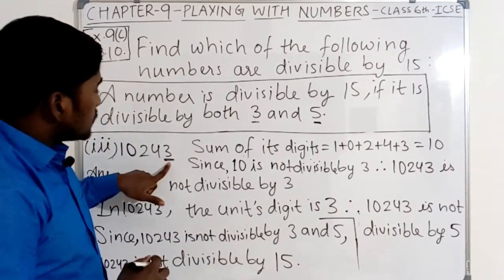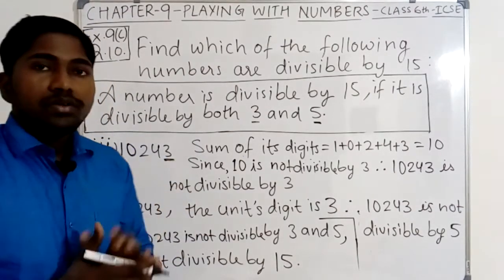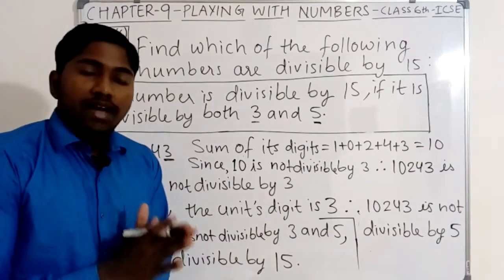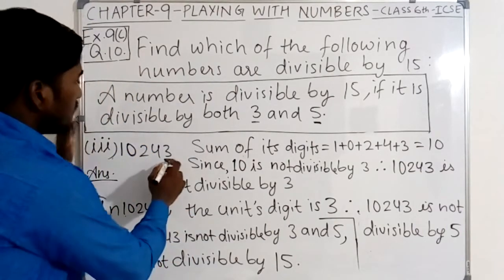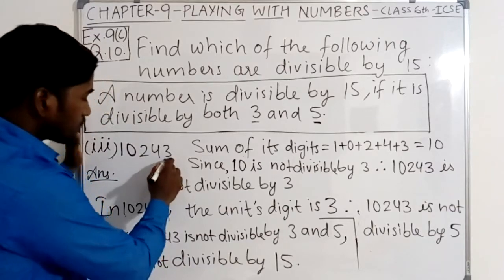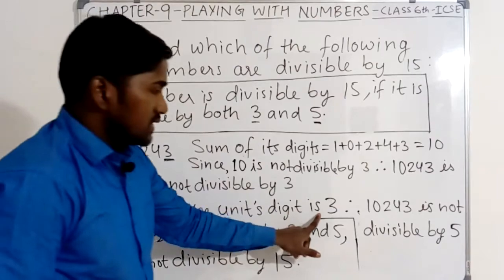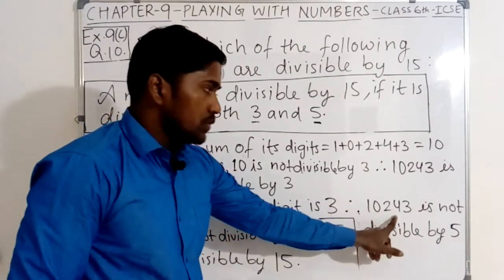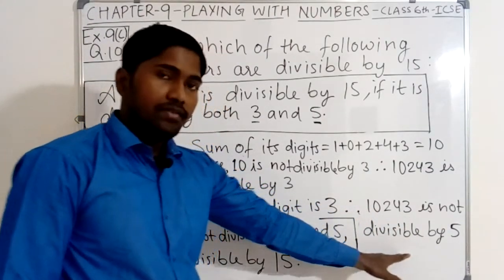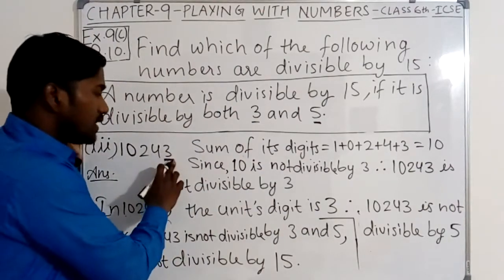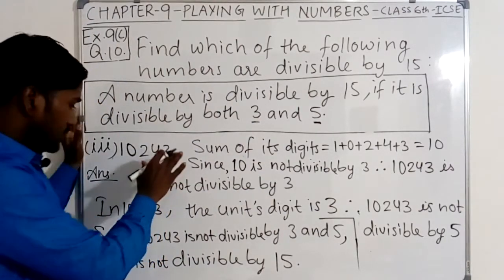देखिए यहाँ पर यूनिट प्लेस डिजिट में क्या रहना चाहिए? 0 या 5 रहना चाहिए कोई नंबर को 5 से डिविजिबल होने के लिए, ठीक है? यहाँ पर देखिए लेकिन 3 है. Here it is 3. In 10,243, the units digit is 3. Therefore, 10,243 is not divisible by 5. ठीक है? अगर यहाँ 0 या 5 रहता तो ये 5 से डिविजिबल रहता, ठीक है?